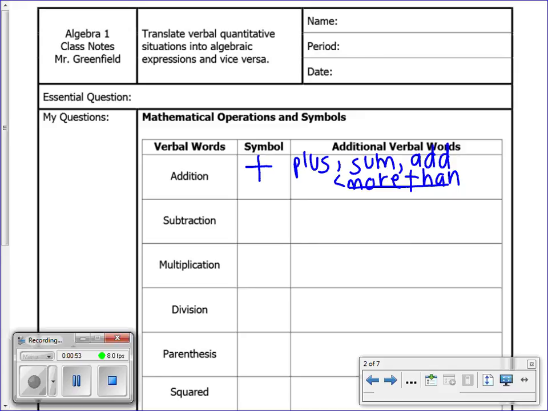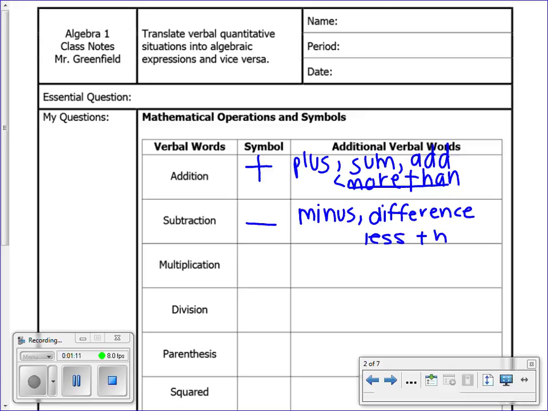Our next operation is subtraction. We symbolize this with a minus sign. Again, minus is one of those words that means subtraction. We have the word difference, which is the answer in subtraction. And then we also have the phrase less than. Again, less than is like more than, and you start from the back and work to the front when you rewrite the expression.